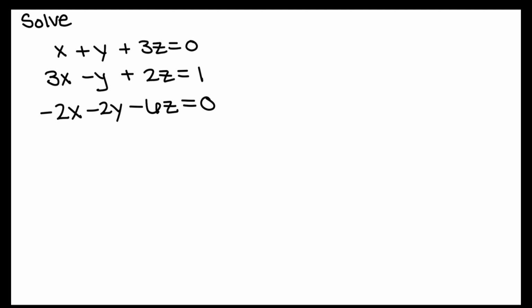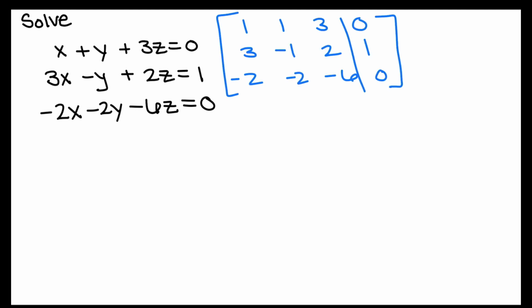We've got the system x plus y plus 3z equals 0, 3x minus y plus 2z equals 1, and negative 2x minus 2y minus 6z equals 0. So I took those three equations and I wrote that as a matrix. So same method as we always do, coefficients, then the constant, the second row, coefficients, then the constant, third row, coefficients, then the constant. So I'm going to go in the same order.